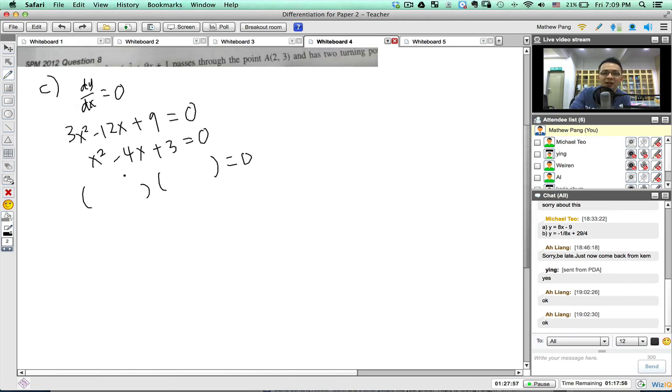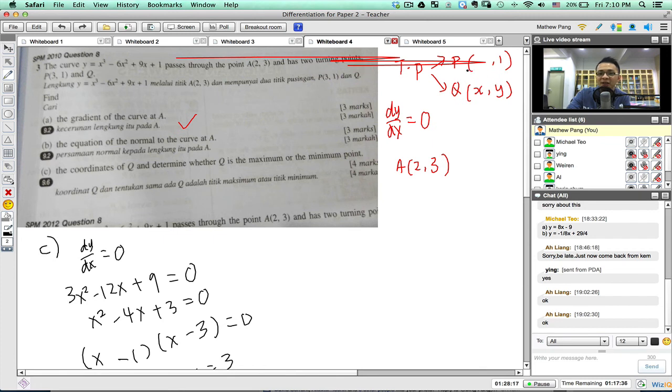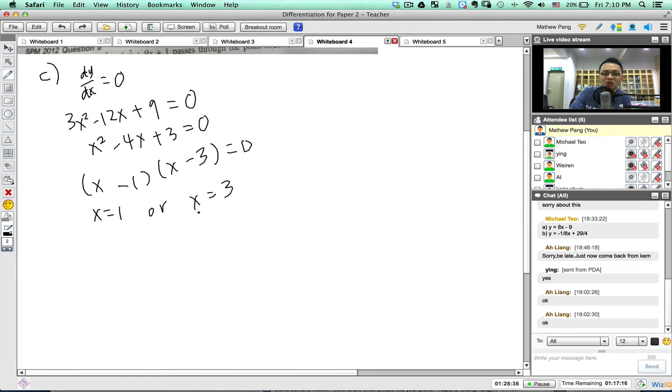Then I just need to factorize this. Let me give you a better view. So I will get x, x, with 3, 1, minus. So x will equal 1 or x will equal 3. But the problem is I do not know which one is Q and which one is P until I refer back to my coordinates. What's my coordinate P again? Sorry for that. It's 3, 1. So I know the coordinate P has x equal to 3. So I tag this one as 3, which is for P. The other one, obviously, is for Q. So I can get the coordinate Q easily.